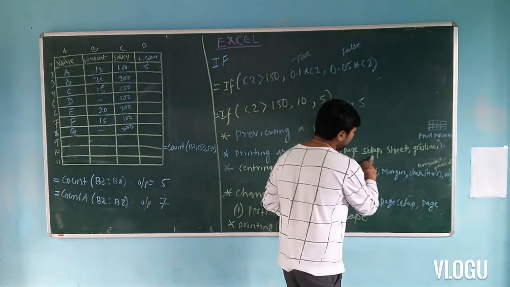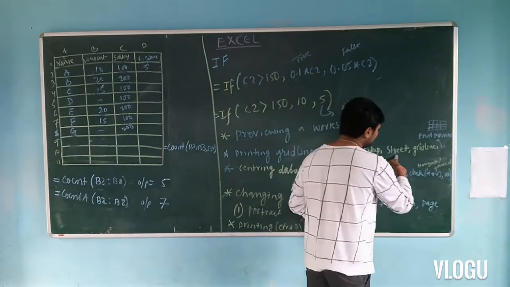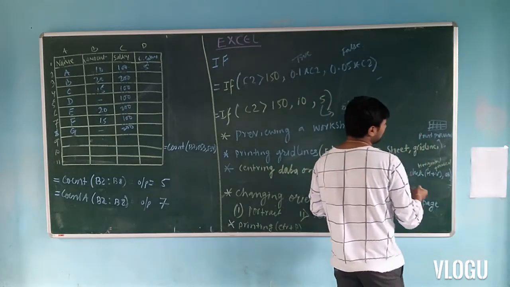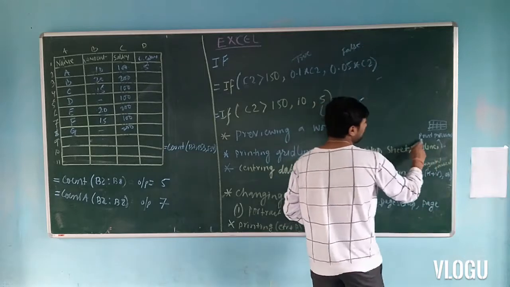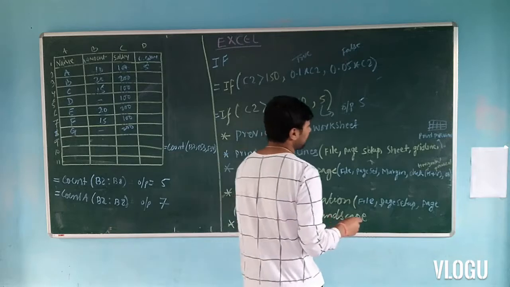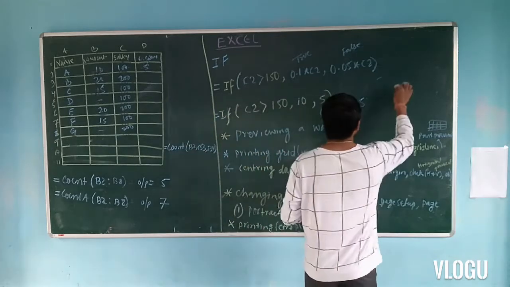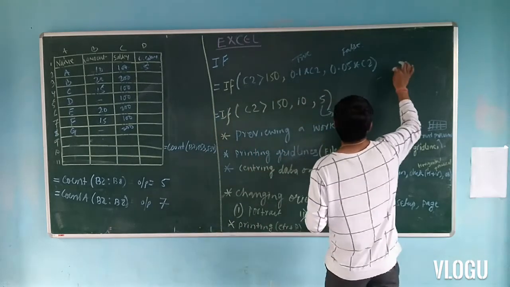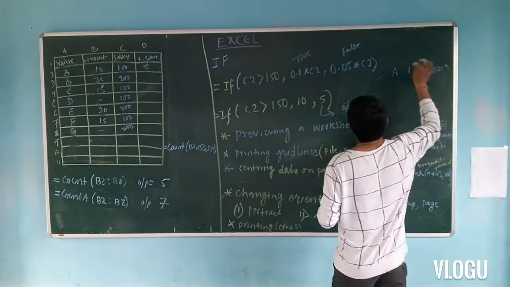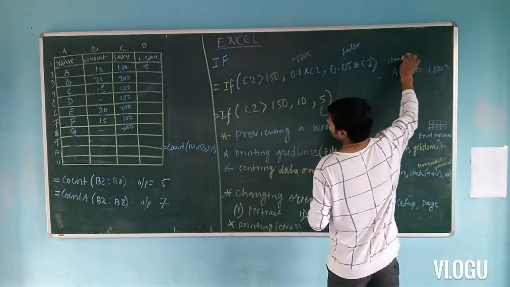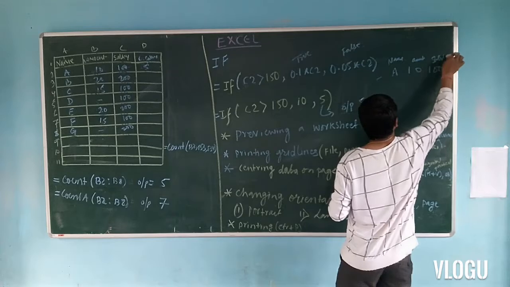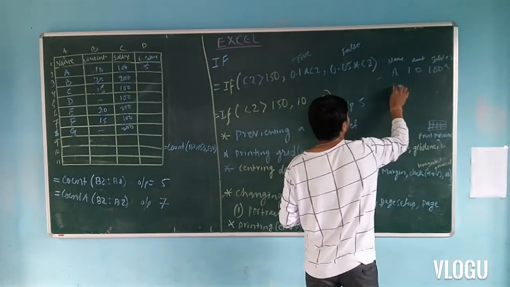After clicking the file, we have to go to page setup, then sheet, then grid lines. After going to grid lines, we have to go to print preview. Grid lines means, before printing this page, we will see A 10, 105. This is the name, this is the amount, this is the salary, this is commission salary. So it will look like this.